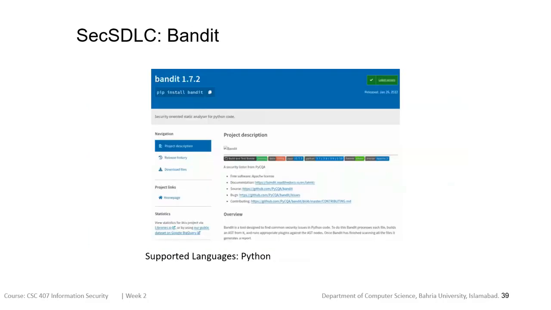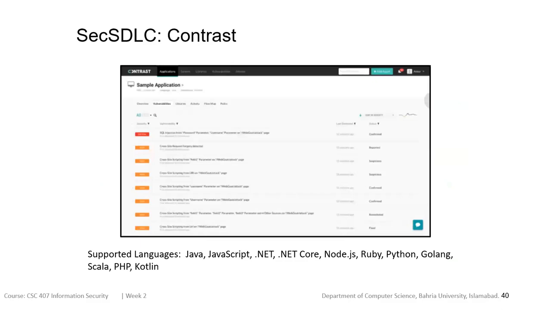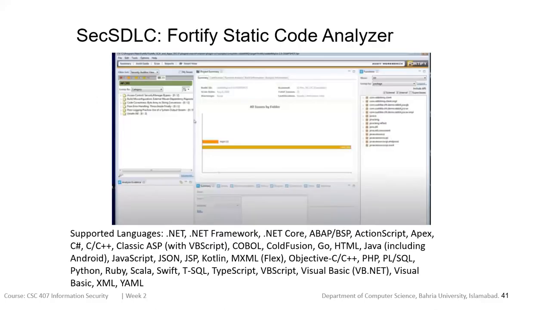Then Bandit, this is a free package or library for Python. You can use it to understand what vulnerabilities are present in your Python code. Then there is Contrast. This is another tool which supports Java, JavaScript, .NET, .NET Core, Node.js, Ruby, Python, Golang, Scala, PHP, Kotlin. So this will help you understand what malicious code or possible risks are present in your code, and your team will mitigate that.